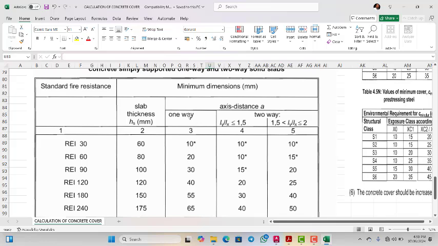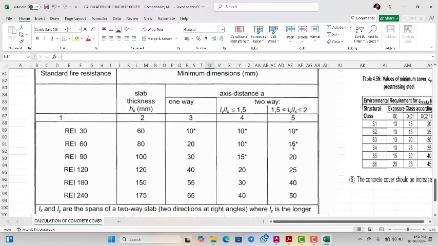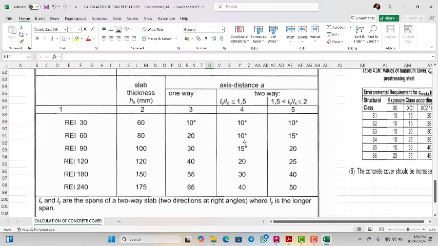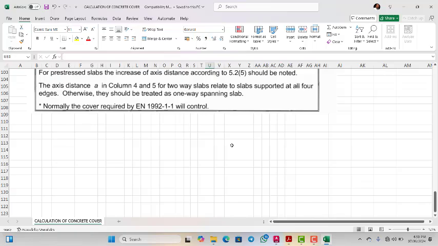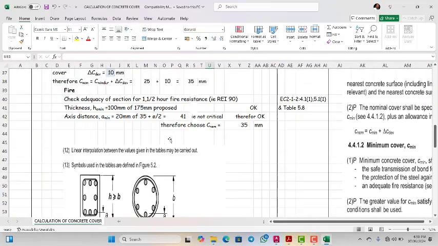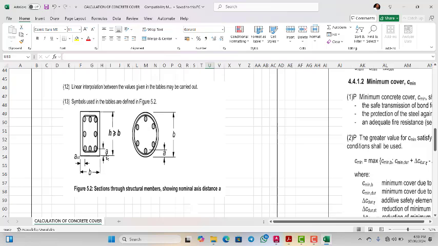Now, if you are designing a one-way slab, the axis distance A is 20. But if it is two-way, this has a condition that Ly over Lx must be less than or equal to 1.5, or 1.5 is less than Ly over Lx less than or equal to 2, for you to use this 10 as your axis distance. Now, let's look at how the axis distance is being calculated.